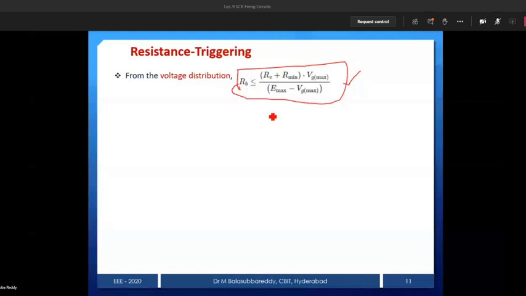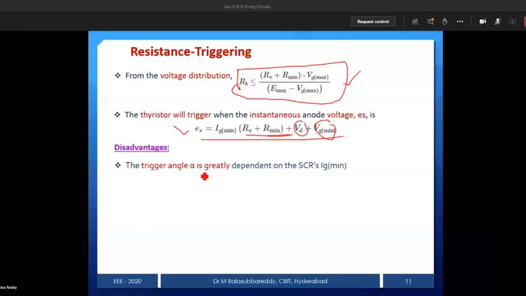Another one is the supply voltage. The supply voltage is equal to IG, the current passing through RV and R minimum, plus some drop across the diode and VG minimum. So using this, you can write the ES equation also. And the disadvantages I already mentioned. Alpha purely depends upon the resistor. Once you vary the resistor.